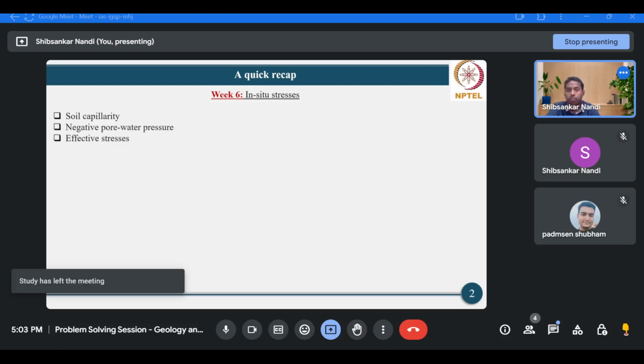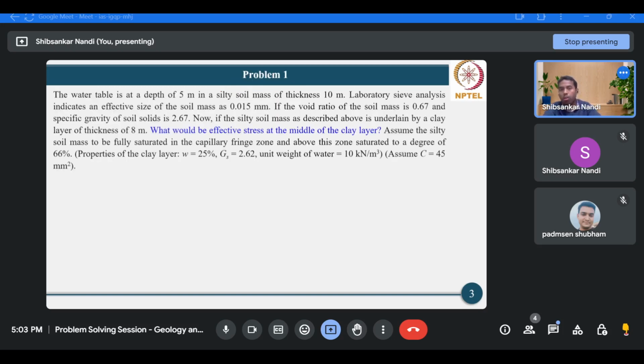So it's worth mentioning that this aspect is very crucial for a better understanding of the subsequent topics, such as consolidation, shear strength, and earth pressure, which we are going to learn in the next few weeks. Okay, so with this brief introduction, we'll start solving a few problems.